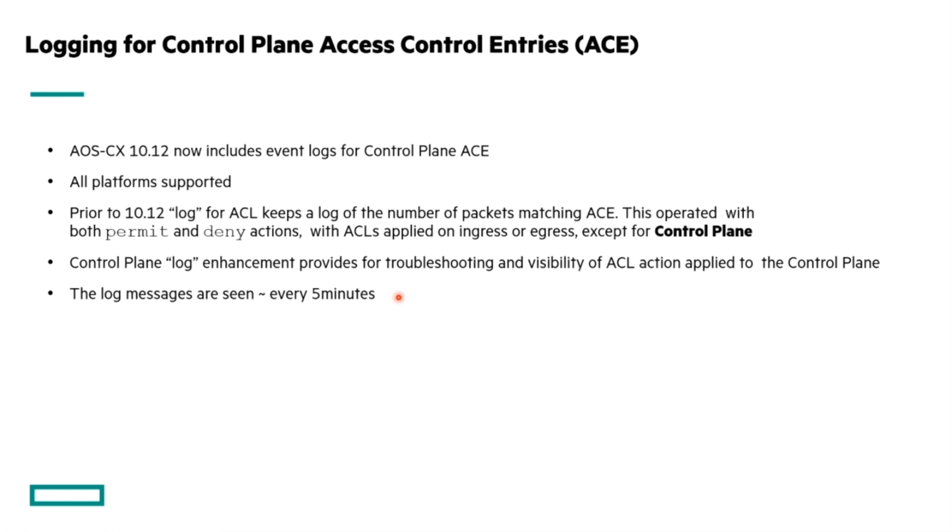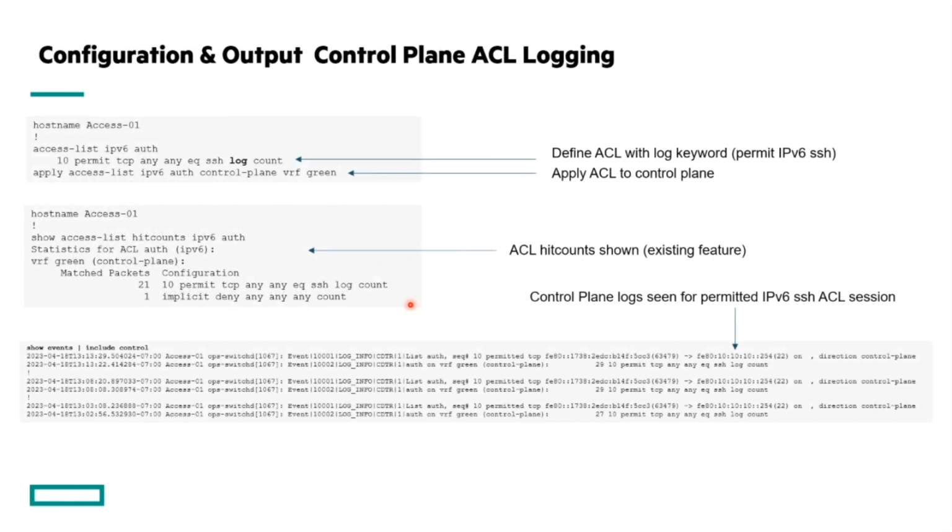You'll see logging messages approximately every 5 minutes. In this example, I've shown a basic configuration where we are now logging SSH traffic on an ACL, and then we are applying this on the control plane in a specific VRF. You can see that we can have a look at the hit counts on a specific ACL. This was always in place and is no change.